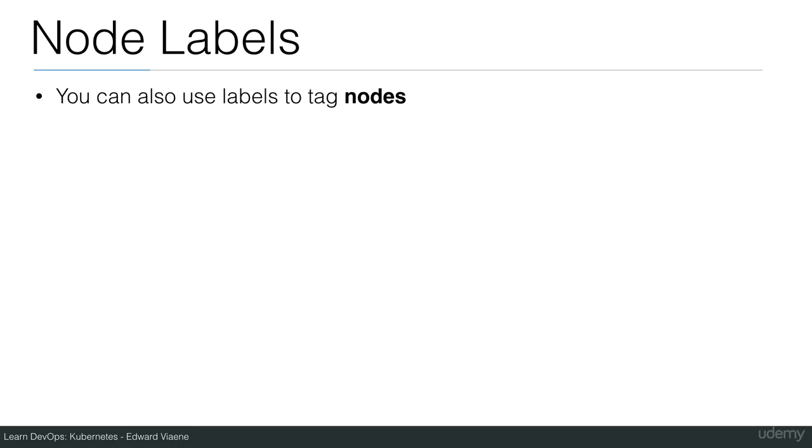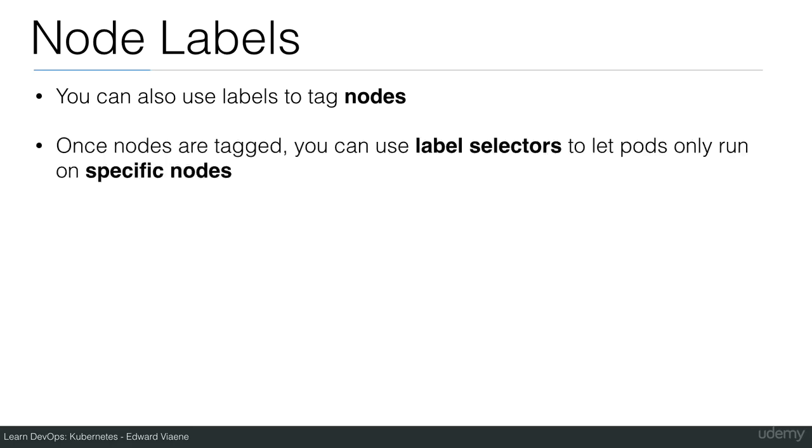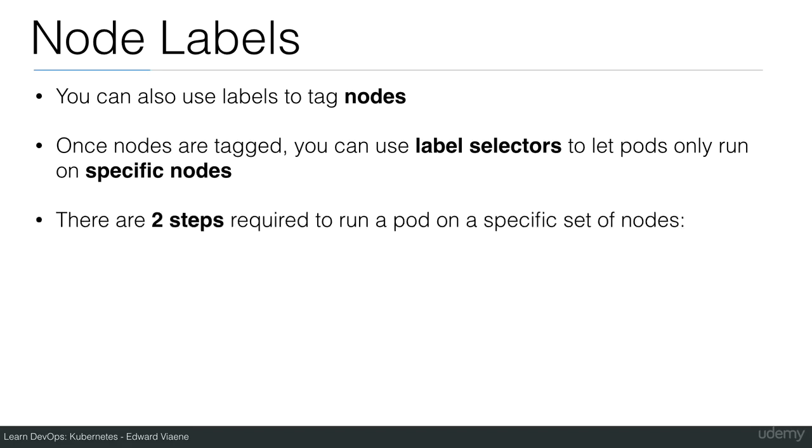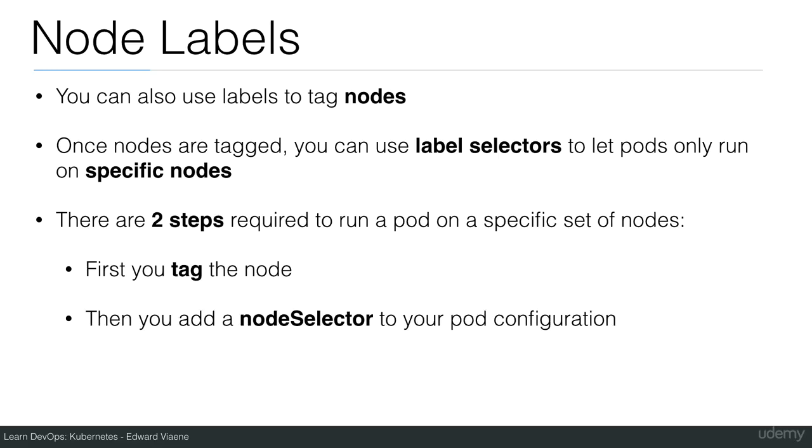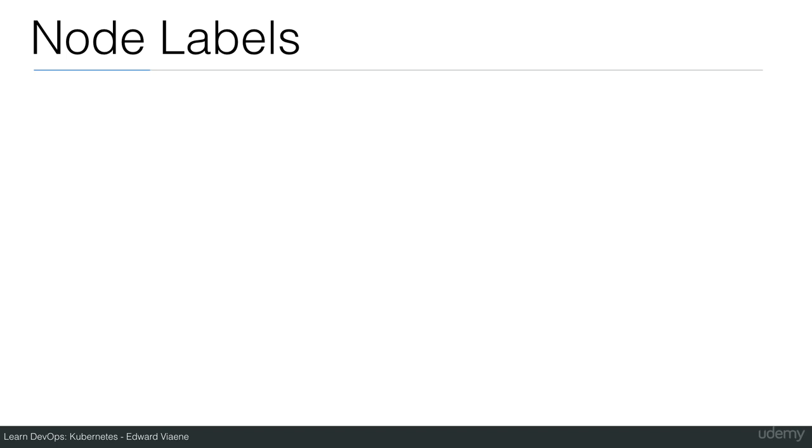You can also use labels to tag nodes. Once nodes are tagged, you can use the label selector to let pods only run on specific nodes. There are two steps required to run a pod on a specific set of nodes. First, you tag the node itself, then you add the node selector to your pod configuration. It can be to a single pod or a pod template within, for instance, a deployment.